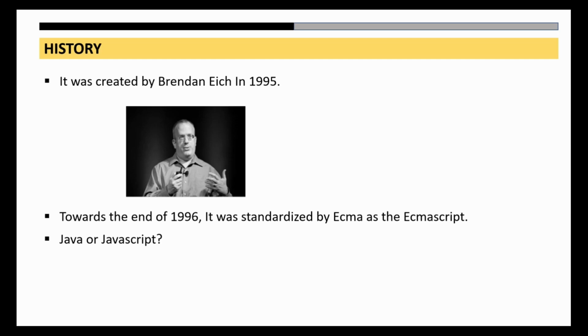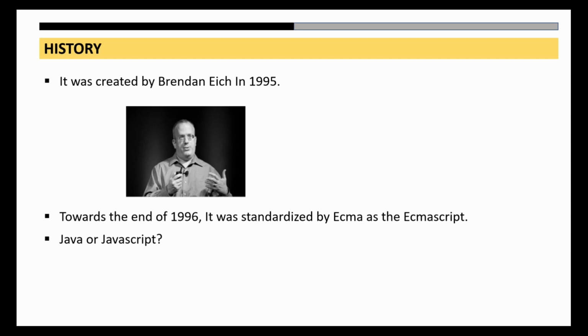Towards the end of 1996, he standardized it as ECMA. There's a company called ECMA, and they standardized it as ECMAScript. So if someone says ECMAScript or JavaScript, it's the same meaning. And this is a very important question: is it Java or JavaScript? People generally get confused between both languages. Java is a different programming language, a programming language for software. JavaScript is a different programming language, specifically for the web.